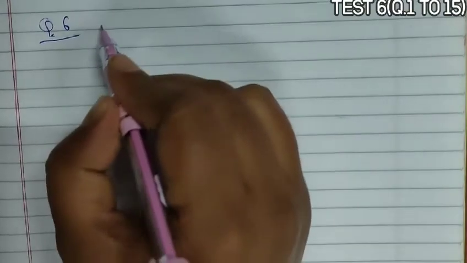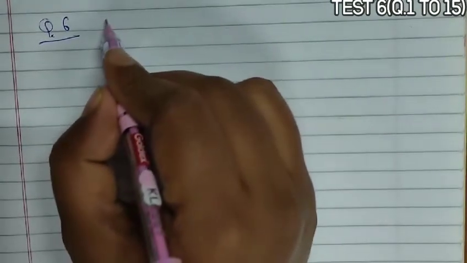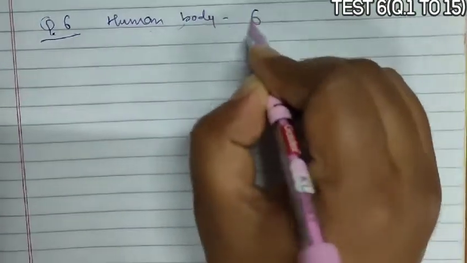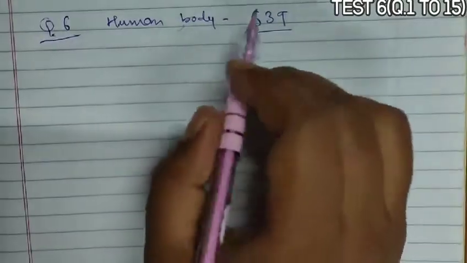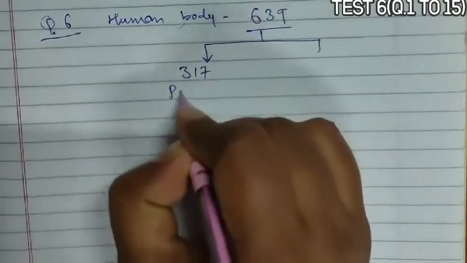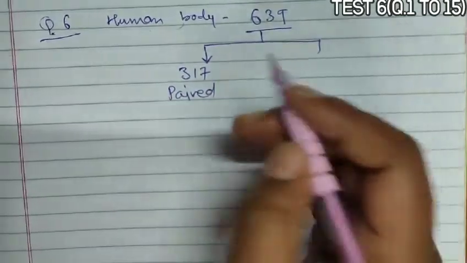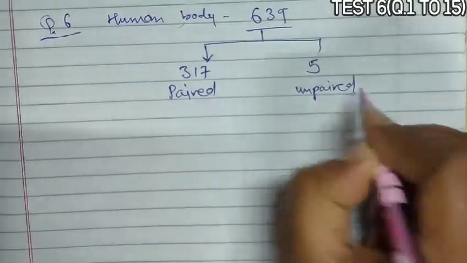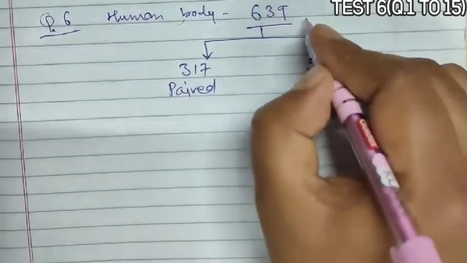Question 6. Question 6 asks the total number of muscles in the human body. It is a fact-based question, and you should know that the human body has 639 muscles, and out of these, 317 are in pairs, whereas 5 are unpaired muscles. So 639, that is option C, is the correct answer.